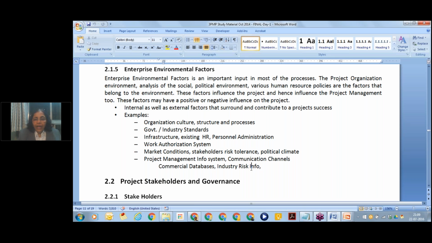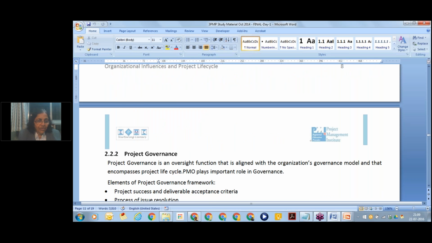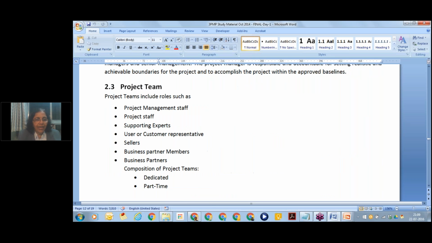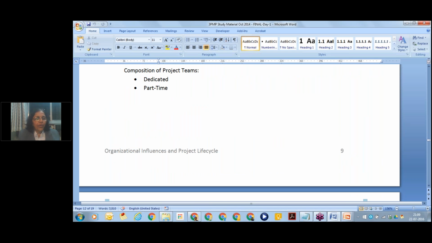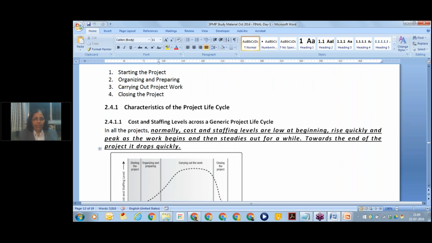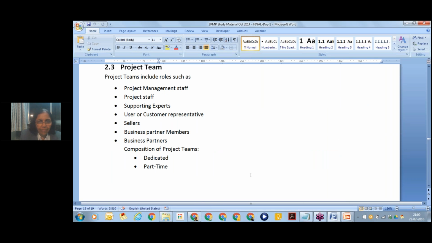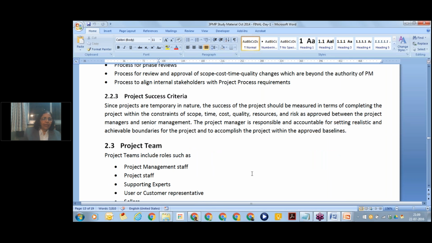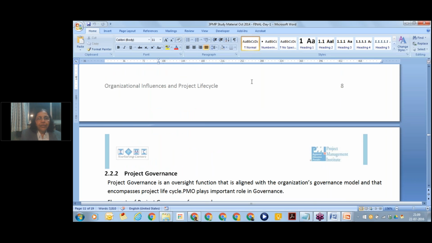Okay. Now, what we will do is we'll discuss project stakeholders and success criteria, project team. I guess we don't get too much time to discuss 2.4. Let us see. Perhaps we can start 2.4, but I don't want to complete that. It's something like 20 minutes left.